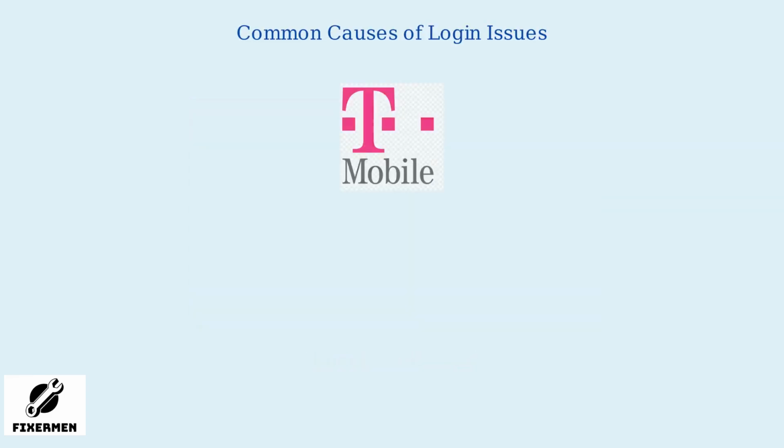Several factors contribute to T-Mobile login problems. These include incorrect username or password, network connectivity issues, outdated app versions, server-side problems, and interference from VPNs or ad blockers. Problems with multi-factor authentication or expired OAuth tokens can also cause errors.